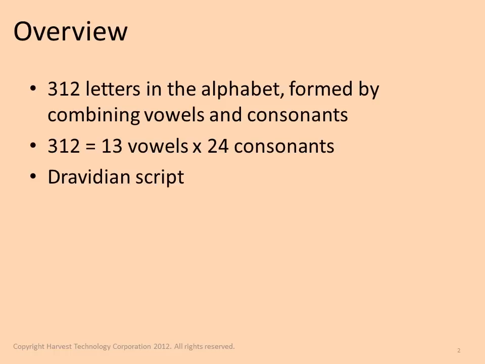Tamil uses the Dravidian script. It comprises 13 vowels and 24 consonants. In addition, additional letters are formed by combining consonants with vowels, which we'll cover in more detail later.